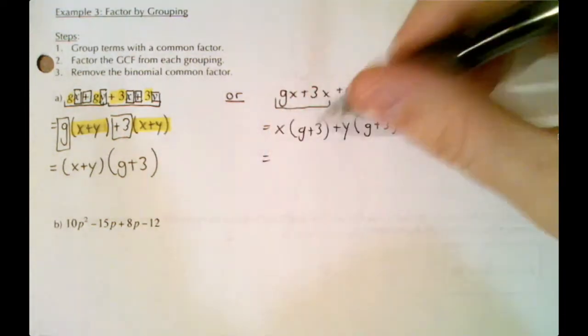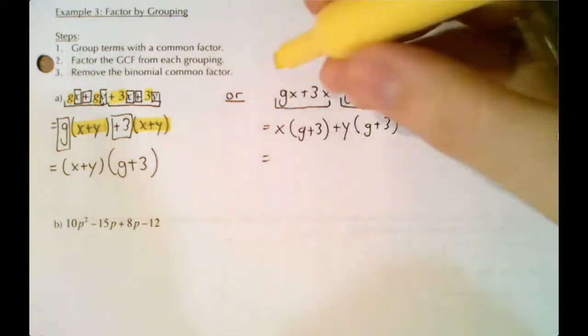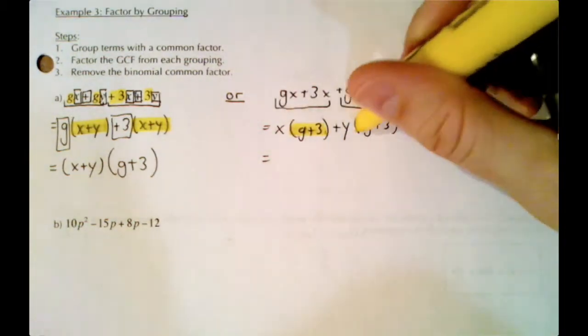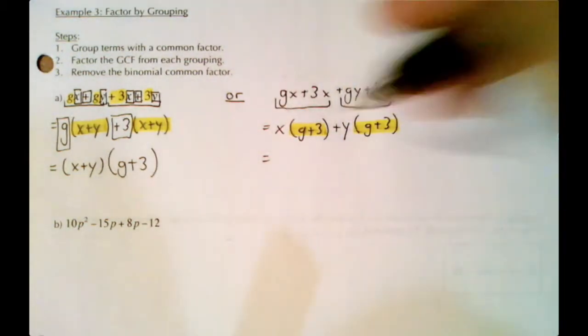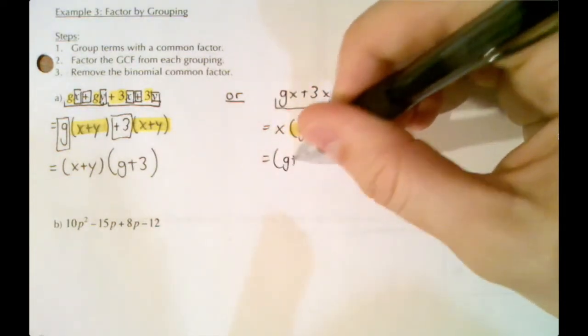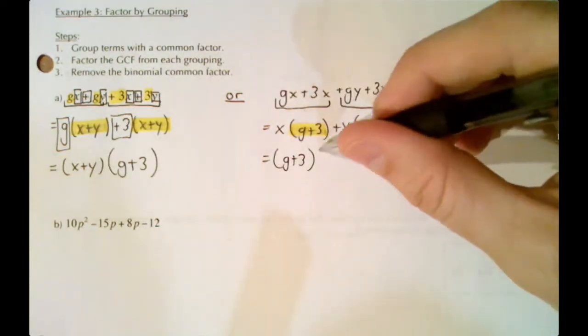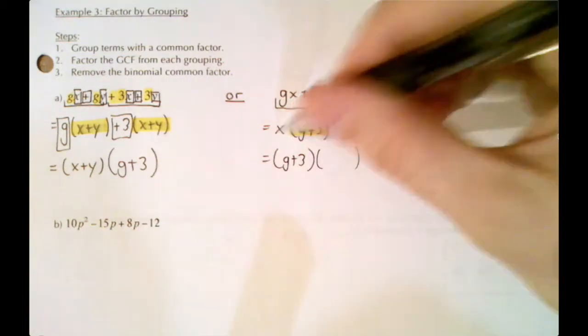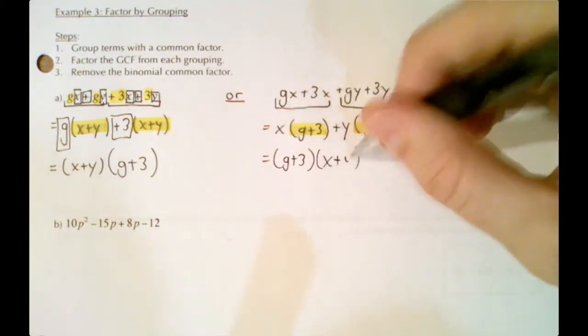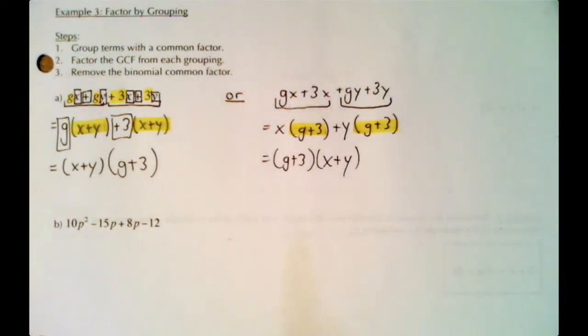Now the bracket that's common is g plus 3. So we write that bracket down first, g plus 3. And what's left over is x plus y. And there we have it.